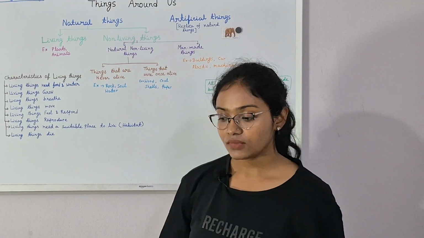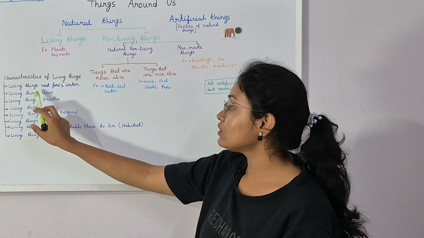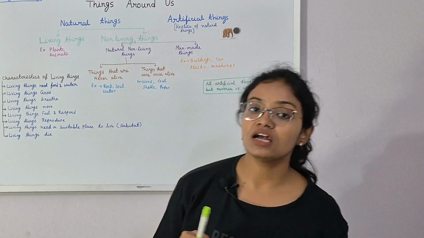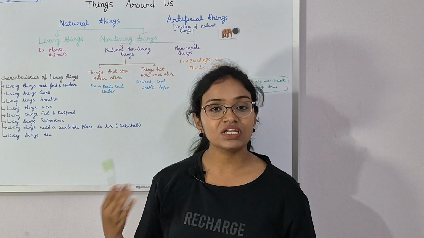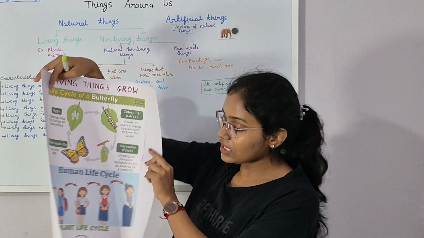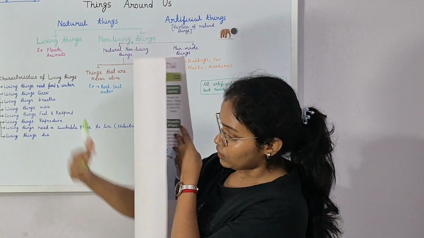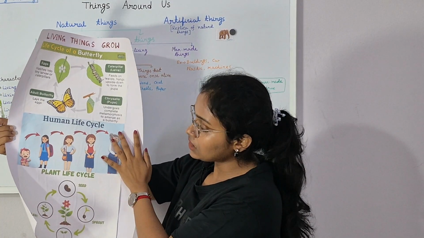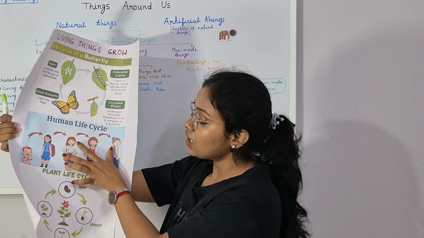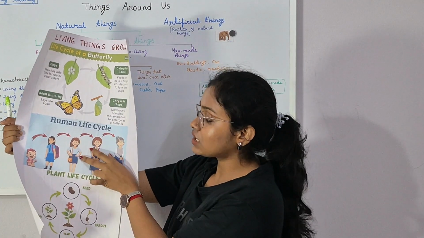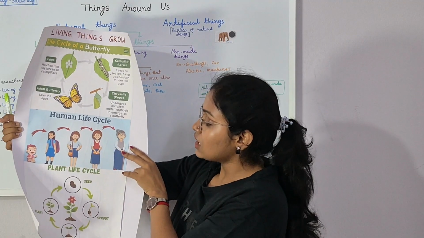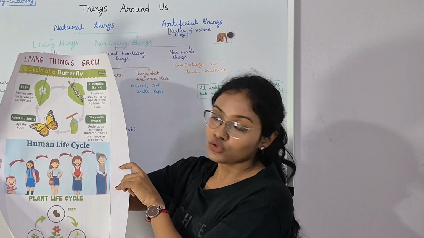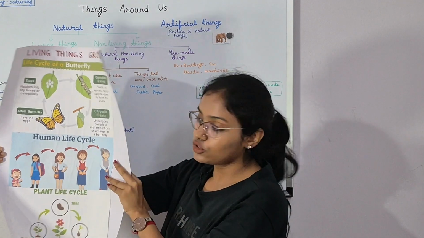Next point is living things grow. Living things grow means when we are born, we are all babies, right? After that, we are growing. Here you can see the life cycle of a human. First, when a child is born, after that it grows and becomes a girl or boy. Next, it becomes an adult. After that, adult, old age, and next, die. So this is the life cycle of a human.